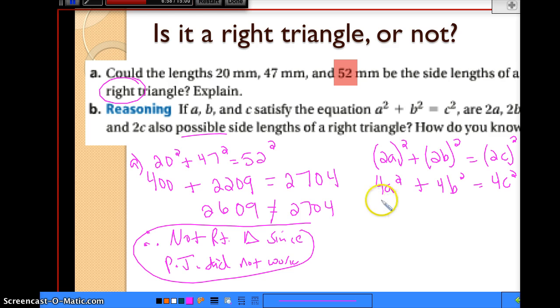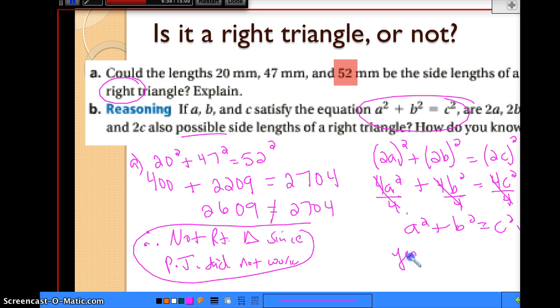Notice how they all have a common coefficient of 4. If you divide everything by 4, which you're allowed to do as long as you do it to all the terms, then these guys would all cancel. And you would end up with a squared plus b squared equals c squared, which comes back to the original Pythagorean theorem, and so therefore, yes, it's true by the proof above. Okay? And that takes care of 10.1.